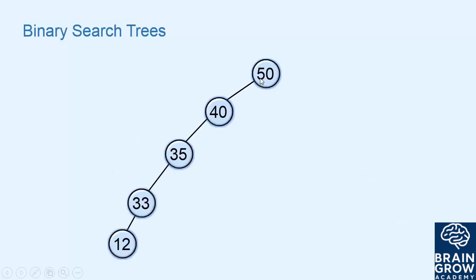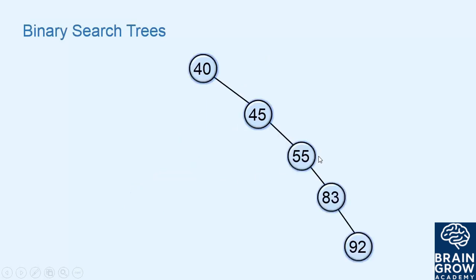This is a binary search tree. The right subtree is empty and all the keys in the left subtree are less than 50. For this subtree, all the keys in the left subtree are less than 40. For this subtree, all the keys here are less than 35. Similarly, for this subtree, this 12 is less than 33. This is also a binary search tree. The left subtree is empty and all the keys in the right subtree are greater than 40.